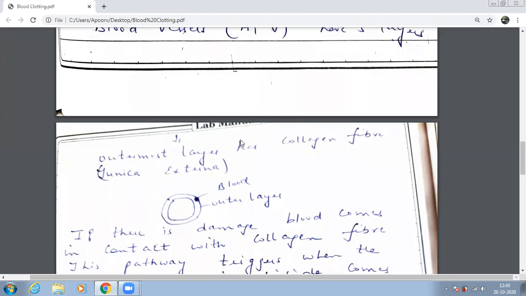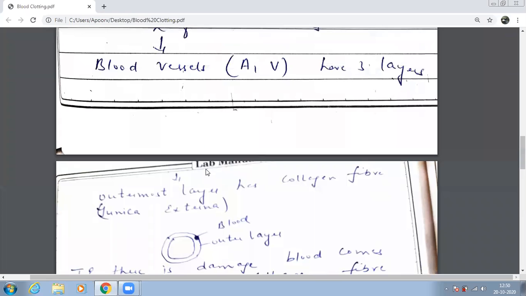Let's not go to that. Just remember that collagen fiber is present where? In the outermost layer. See, I've tried to draw. This is your blood vessel roughly. This is the outer layer. What is the outer layer called? Tunica externa. Now what happens over here?